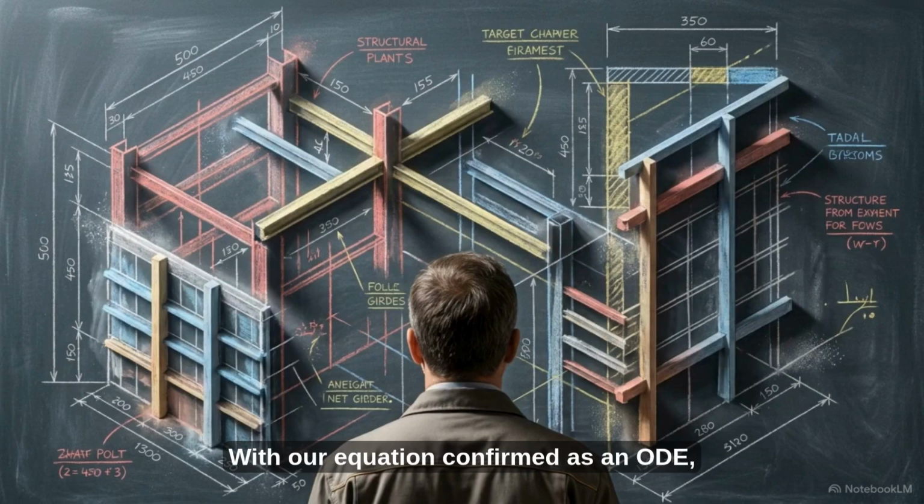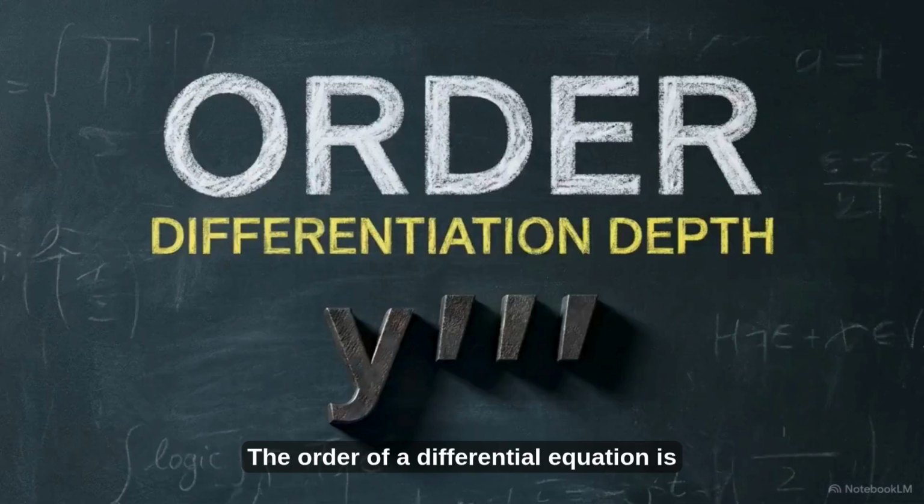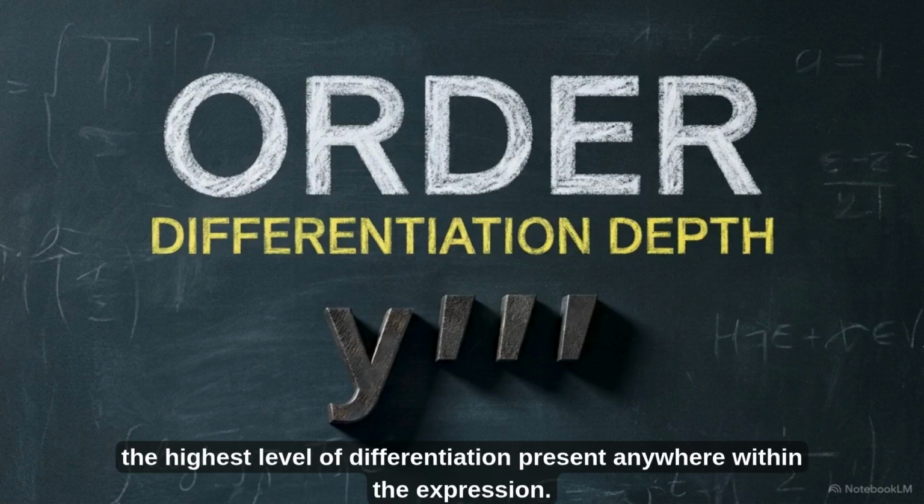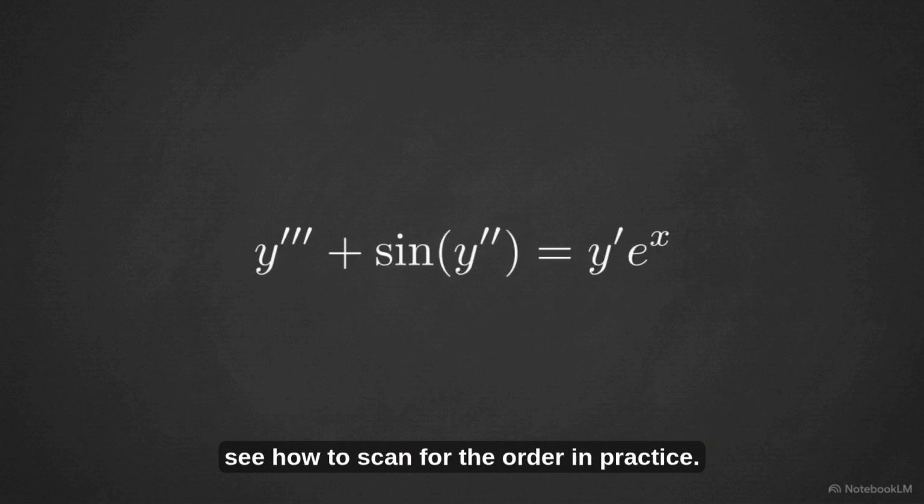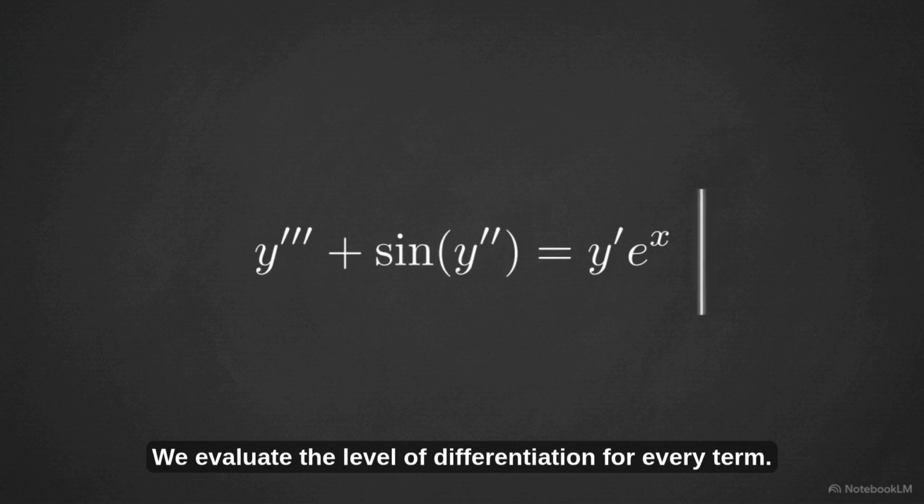With our equation confirmed as an ODE, we determine how deep the differentiation goes. We call this measurement the order. The order of a differential equation is the highest level of differentiation present anywhere within the expression. We can use this mixed notation equation to see how to scan for the order in practice. We evaluate the level of differentiation for every term.